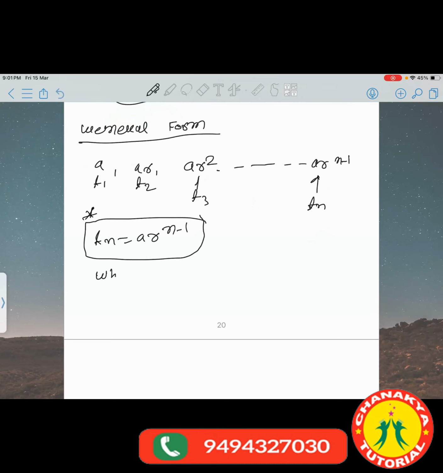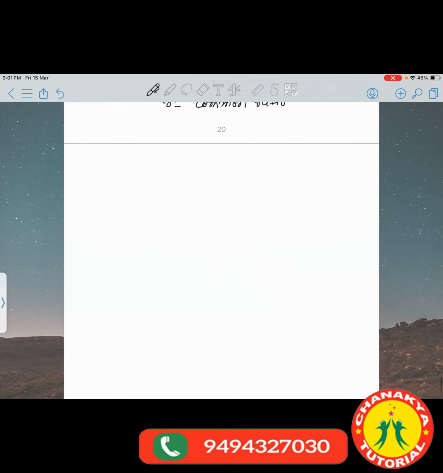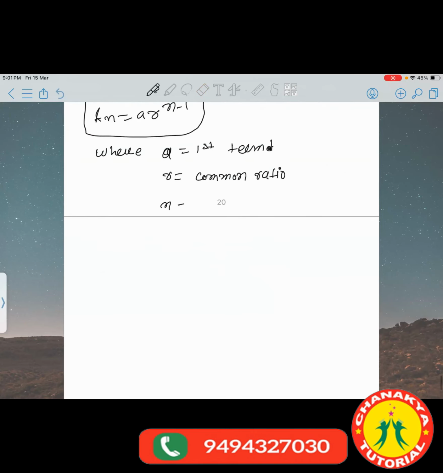Tn is equal to a r power n minus 1, where a is the first term, r is the common ratio, and n is the number of terms. n always belongs to the natural numbers.